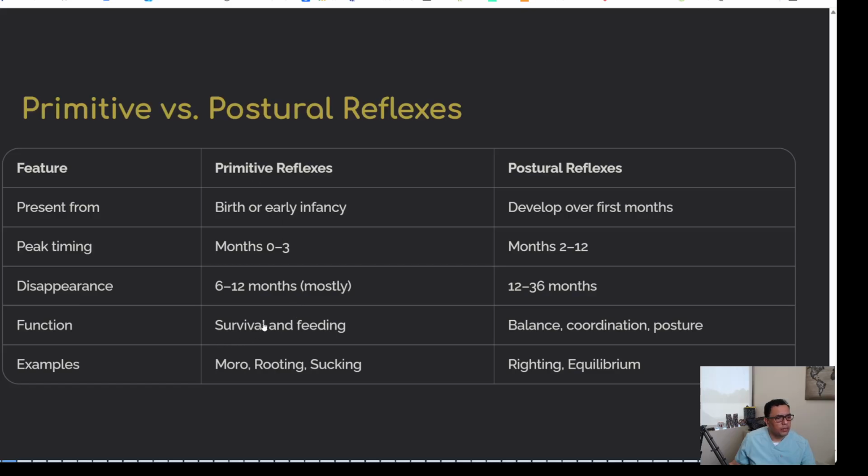What is the function of the primitive reflexes? It's mainly survival and feeding, because it's more of sucking, grasping, and things like that. The postural reflexes are balance, coordination, and posture. Examples of primitive reflexes are Moro reflex, rooting reflex, and sucking reflex. And the postural reflexes are righting and equilibrium.